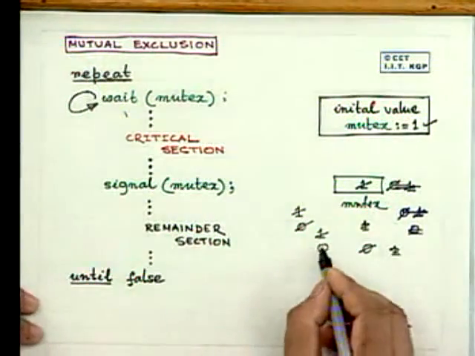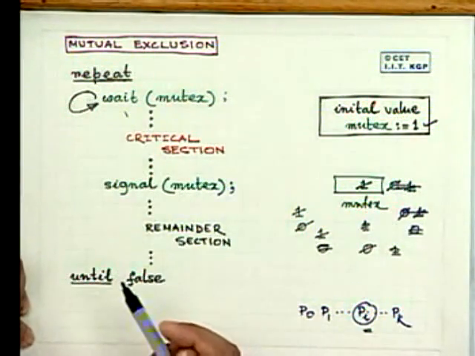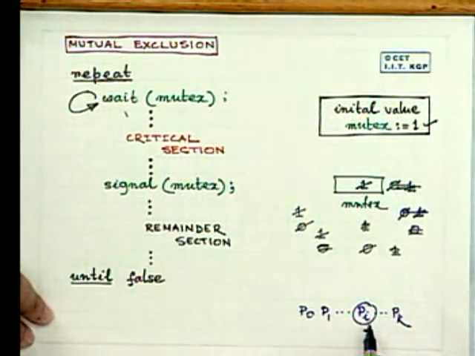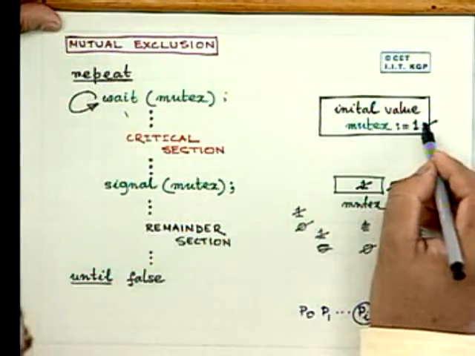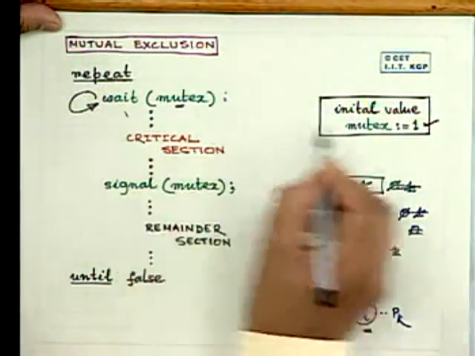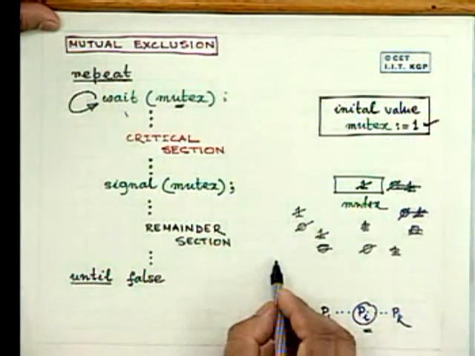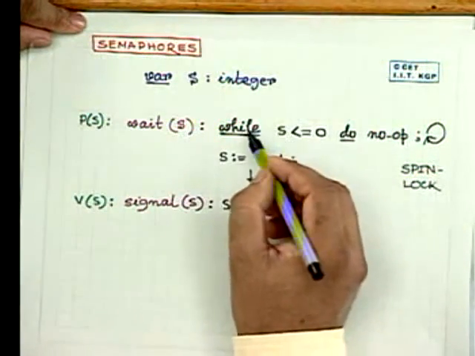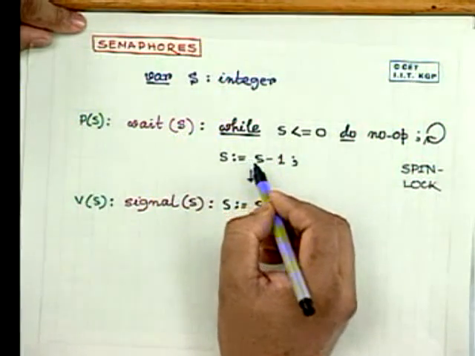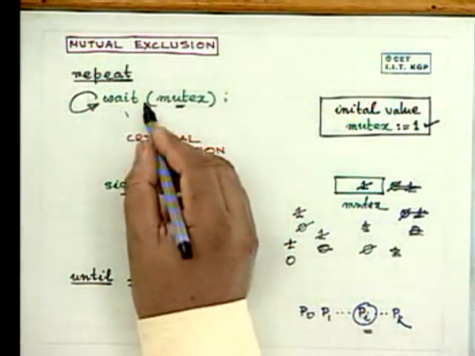Now let us see how these two operations on the semaphore can achieve mutual exclusion. As we said earlier, suppose that there are several processes, P0 to Pk, competing to enter the critical section. Let us assume that the initial value of mutex, the semaphore here, is 1. Then one of the processes, say Pi, will find the value to be 1, and will come to the next operation, which is decrementing S. It will decrement the value from 1 to 0, and then enter the critical section.